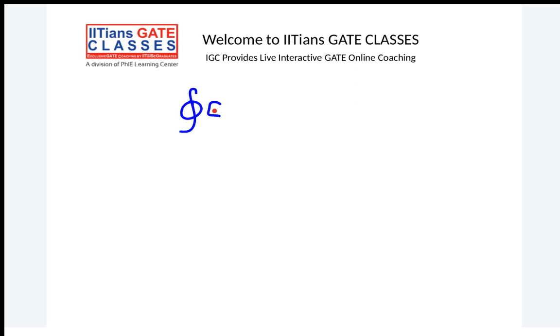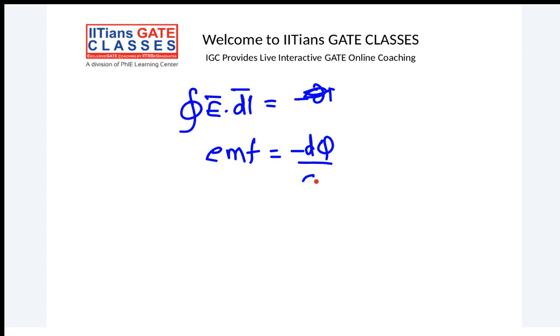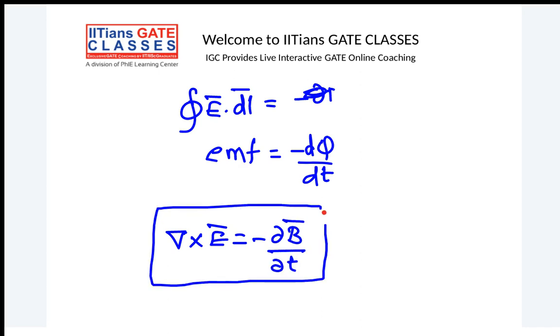Integral E dot dl is equal to minus, whatever, the induced EMF is basically equal to minus d phi by dt. If you write it in the vector form, you get curl of E is equal to minus dou B by dou t. This is one equation which says that the time variation of the magnetic flux density produces the spatial variation of the electric field. So one equation we have already seen.